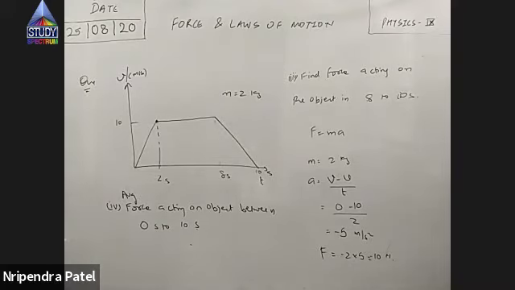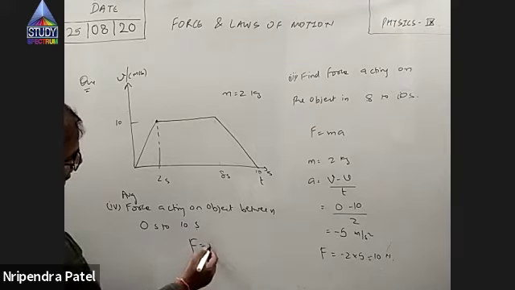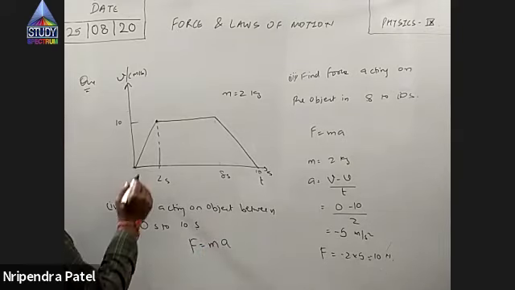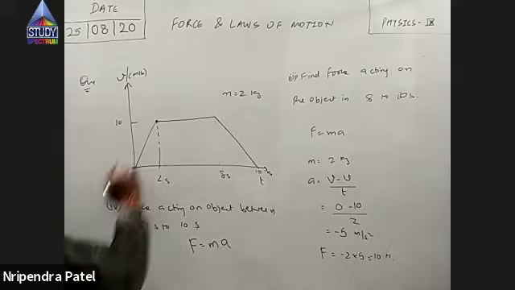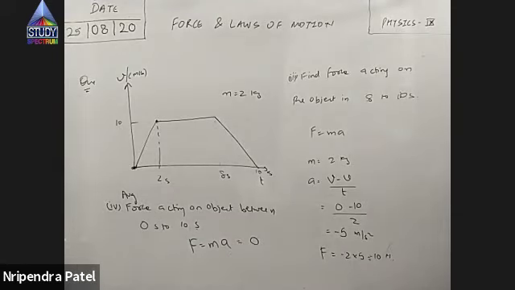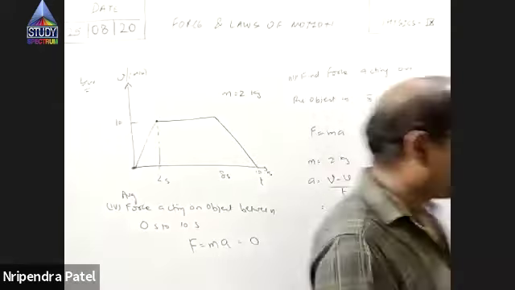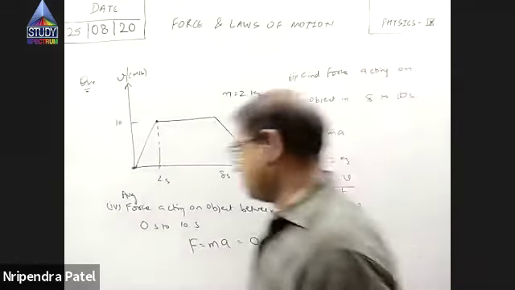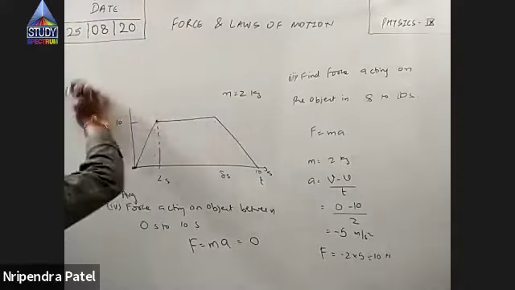When I say average force, force is mass into average acceleration, right? What is average acceleration in 10 seconds? Velocity at the beginning is 0. Velocity at the end of 10 seconds is also 0 meter per second. So the average acceleration is 0. Right? So average force is 0. Clear? Okay. So that's one question.